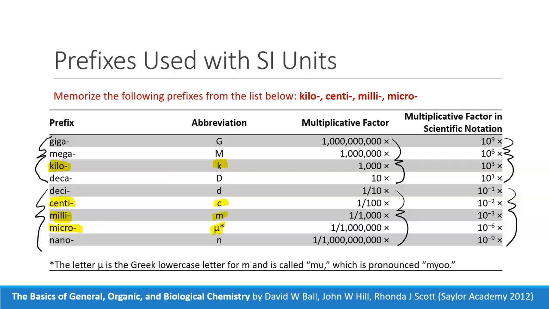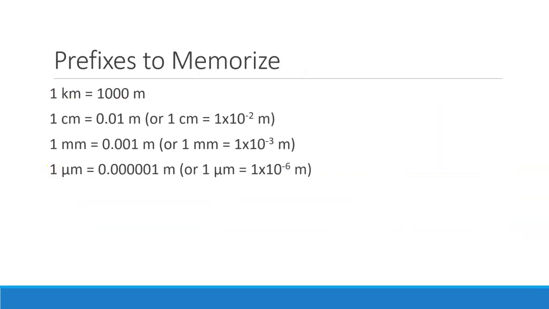Okay, so again, the prefixes to memorize are listed here. This is a good time to create 4 flashcards. And notice how we always put the 1 next to the prefix. So 1 kilometer is equal to 1,000 meters.